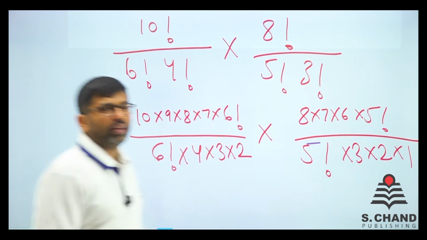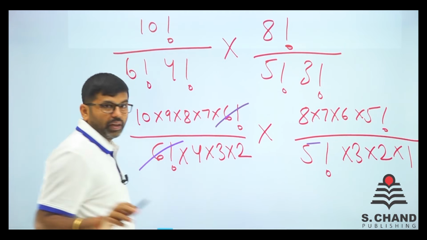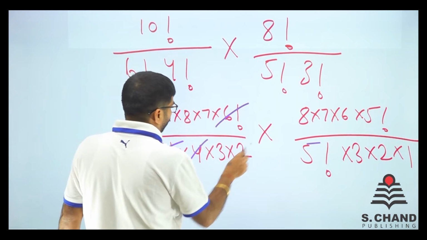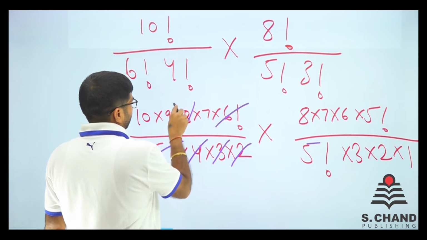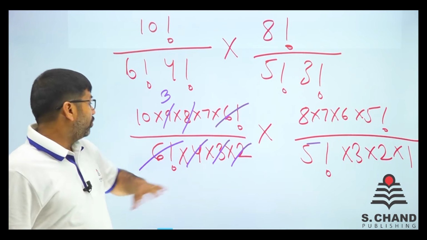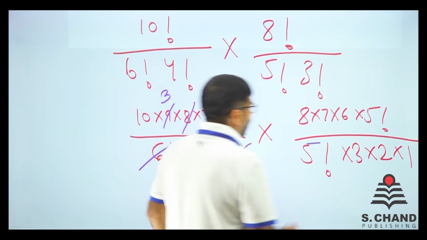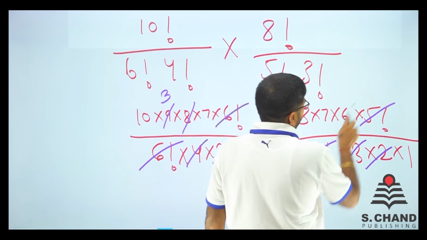If you write 1, it's okay. If you don't write it, it's okay. So 6 divided by 6 cancels out. 4 into 2 is 8, cancels out. 3 is like 3. Done. So here there is no denominator at all. Now in this one, 5 divided by 5, done. 3 into 2 is 6, done.